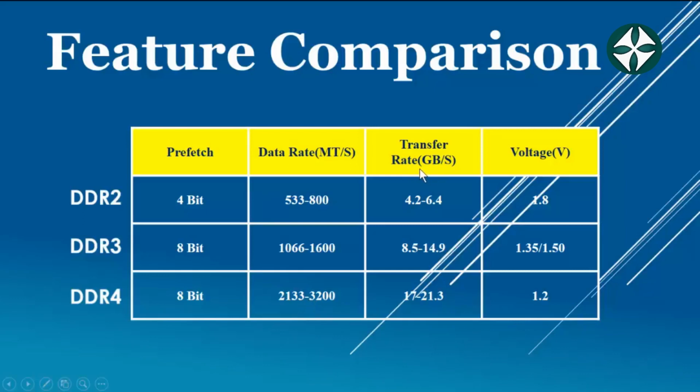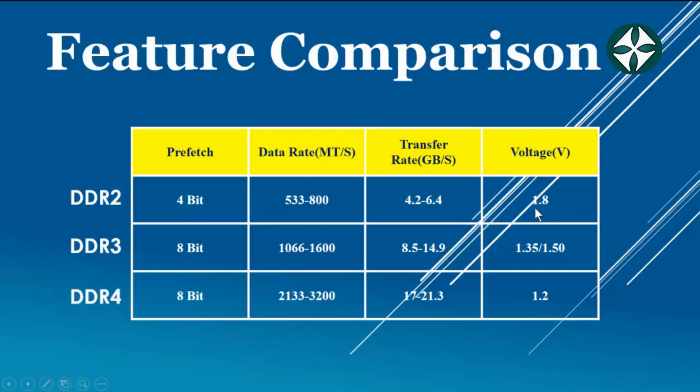The next feature is transfer rate in GBs. DDR2 has 4.2 to 6.4 GB data transfer per second. In case of DDR3, it has 8.5 to 14.9 GB per second. And DDR4 has 17 to 21.3 GB per second transfer rate, which is very high as compared to DDR2 and DDR3.